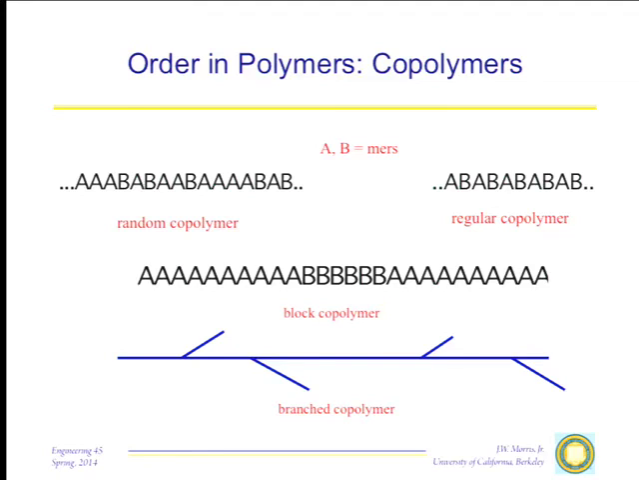Branched copolymers. In this case, I can have a backbone that may be A with the B's branching off of it to form things that look like this. Well, if you just look at this structure, you say, wow, this might be a rather good structure for a chain polymer that has some mechanical integrity to it. Because I get a bunch of these things.